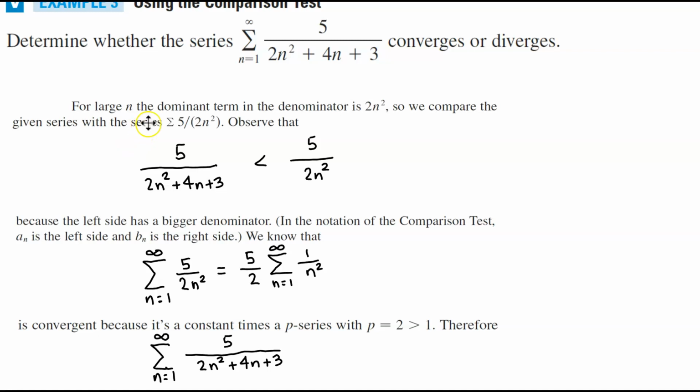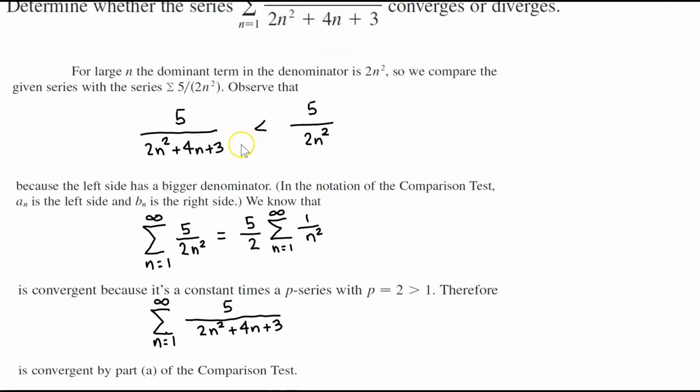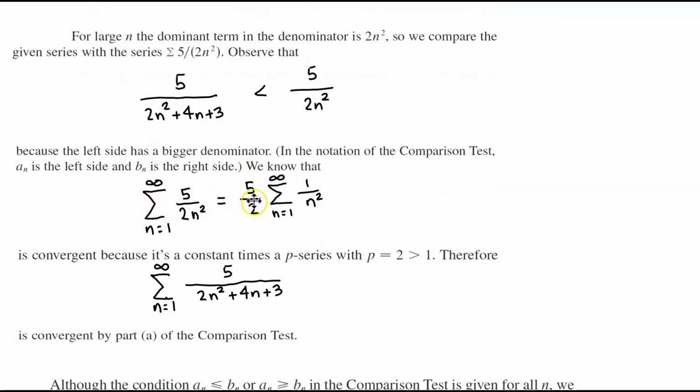Now, for large n, the dominant term in the denominator is 2n squared. So we compare the given series with the series 5 over 2n squared. And let's observe what happens. So we have 5 over 2n squared plus 4n plus 3, which is less than 5 over 2n squared, because the left side has a bigger denominator.